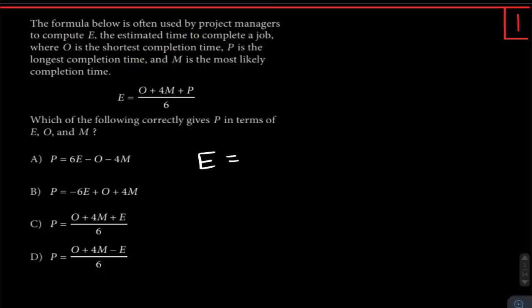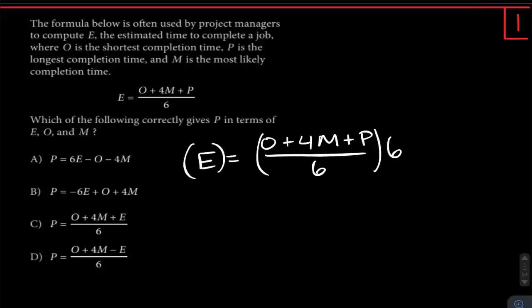If we go through, and I'll just rewrite this over here, and we multiply that 6 on both sides, well, now those 6's are going to cancel out on the right side. And so you lose the fraction. And then on the left-hand side, you just end up with a 6E. And so 6E is going to equal O plus 4M plus P.